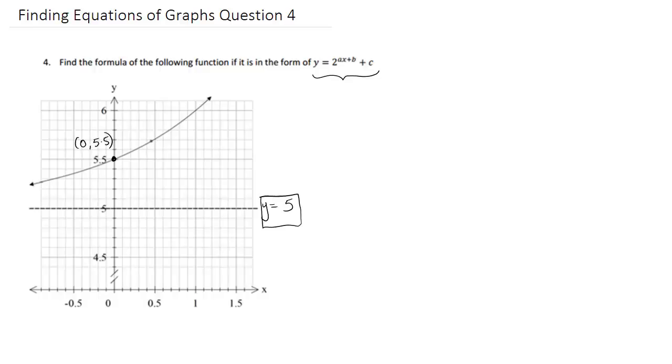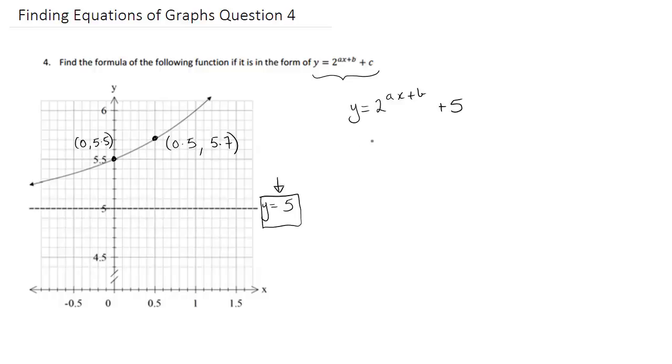And I'm not sure if it will need another point, but this point looks like it's also going to be important. That looks like it's at a half for x and at 5.7 for y. Okay, so in order to solve for this, first of all, we understand that an exponential or power function has a horizontal asymptote. We already know what the value of it is, so it's 5, so we go plus 5.